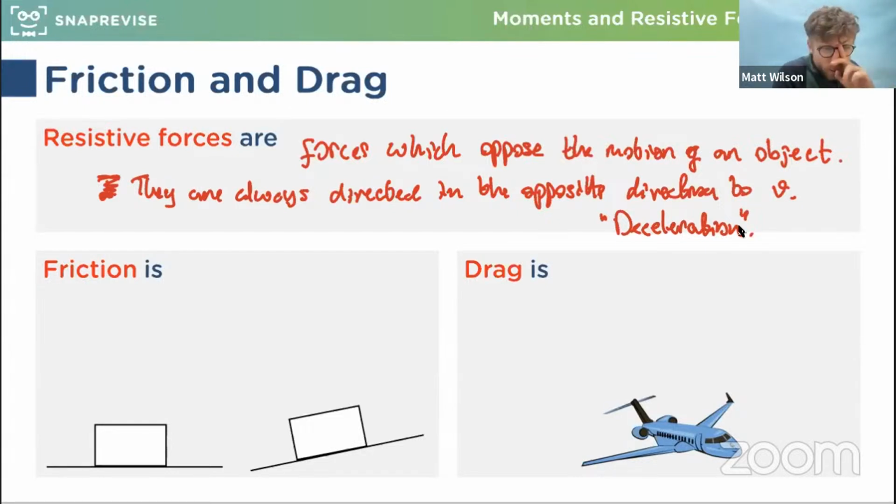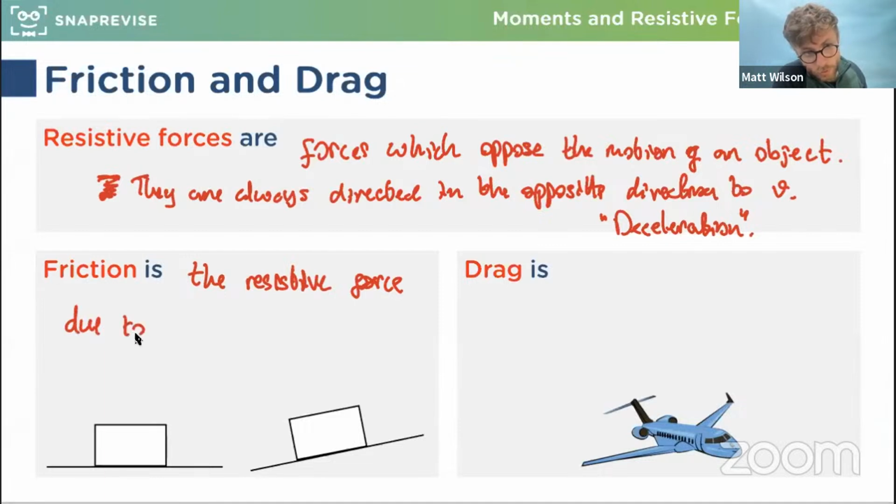Okay, so I said there were two types. The first type is friction, the second type is drag, and it all depends on the kind of thing that is causing the resistive force. So let's start with friction. Friction is the resistive force due to contact with a surface. This won't be true for drag.